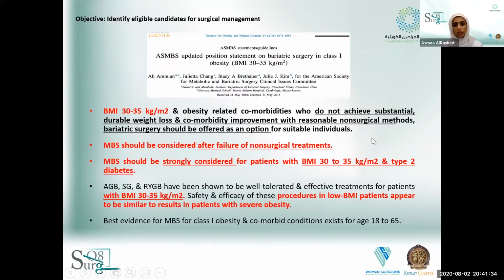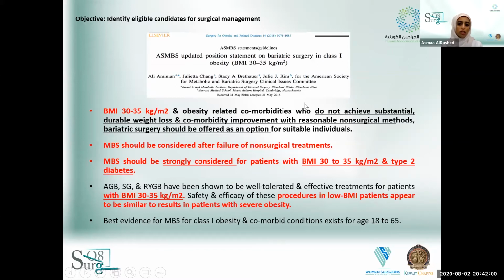Now here we're moving to 2018. This is also a position statement from the ASMBS, the American Society of Metabolic and Bariatric Surgery. And they have been discussing patients with BMI 30 to 35. Now, these patients are not diabetic. Diabetics we finished and discussed, but here we're also saying for patients who are not diabetic, who are suffering from obesity, why can't they have surgery?